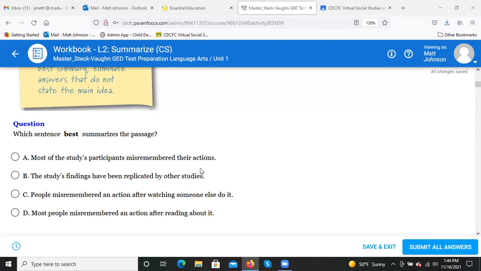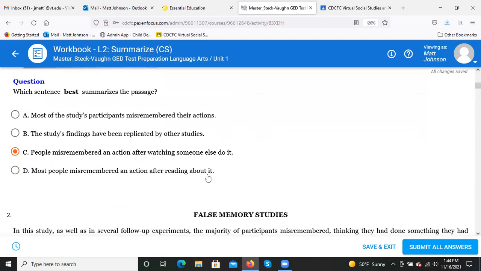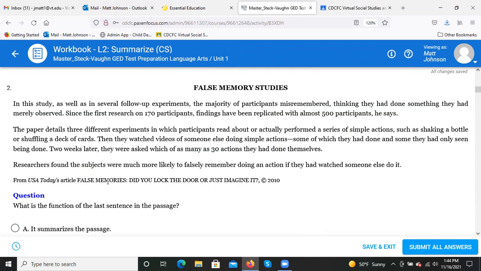A lot of this comes up in the study and in that reading. But the main point of this one passage is that they misremembered an action after watching someone else do it. That's the one thing where they'll try to catch you with some of these answers: they'll have other details in there, stuff that sounds like, like D there, most people misremembered an action after reading about it. Well, they weren't really reading, right? They were watching them. So you have to be sort of detail oriented when you check your answers.